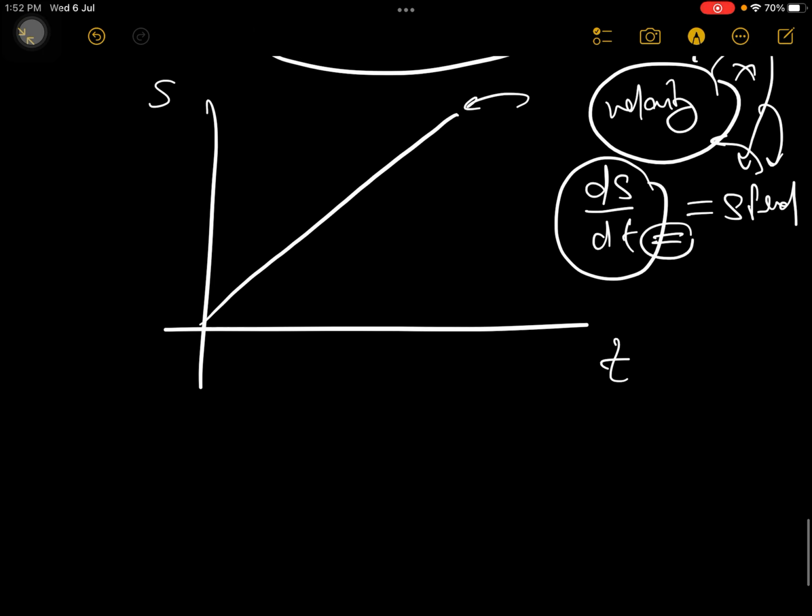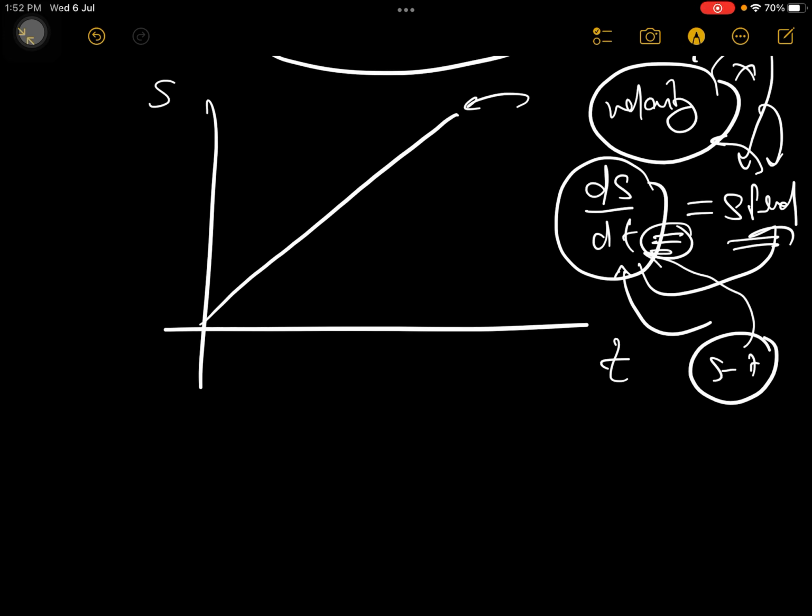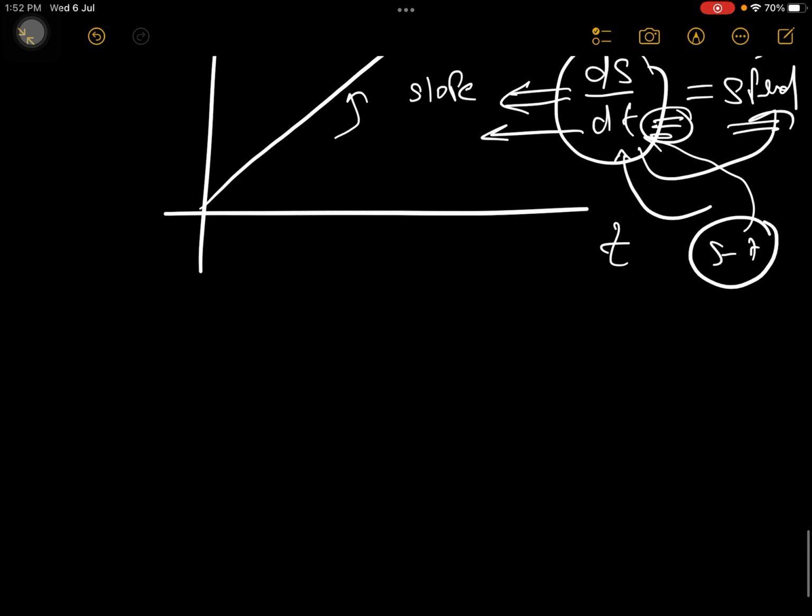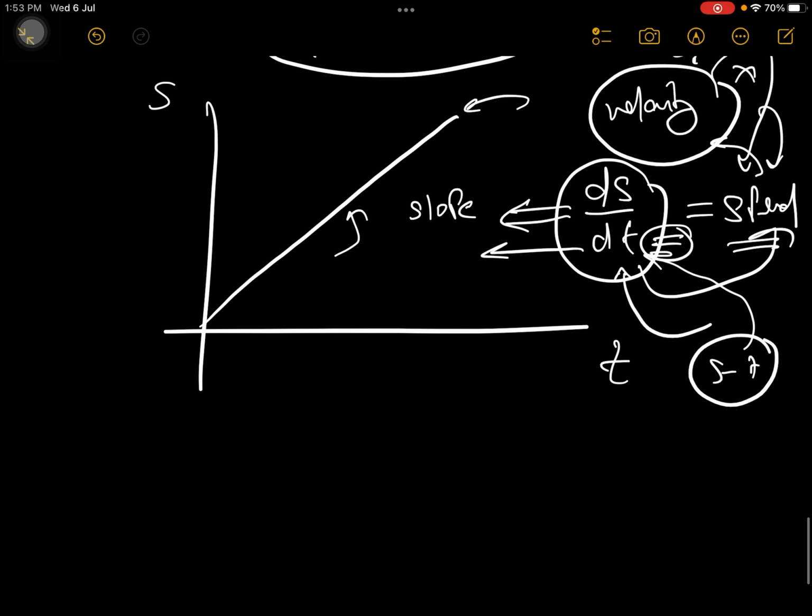So in the case of ds by dt, we call this speed. If I have an equation of distance and time, then I can differentiate that equation and find out my speed. But in the case of a graph, this ds by dt is nothing but slope. Okay, so how will you find out the slope? Now see, I will teach you how to find the slope. So what will you do?